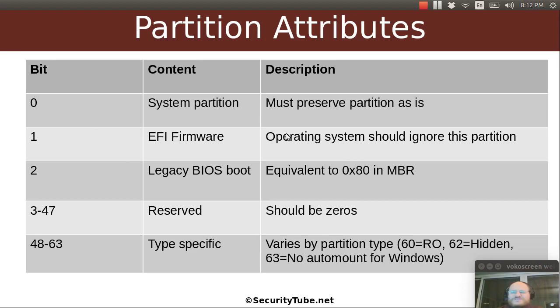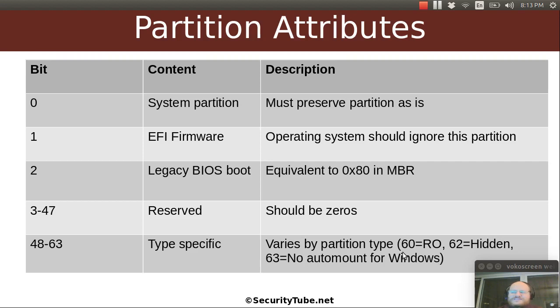So don't change it, but just plain old ignore it. If the third bit is set, that is the same thing as having hex 80 as the first byte in your master boot record. That's the way of saying this is a bootable partition. We have a whole bunch of reserved space. They should be zeros. And then at the top part, we have in bits 48 through 63 a type-specific bunch of attributes, which varies by the type.